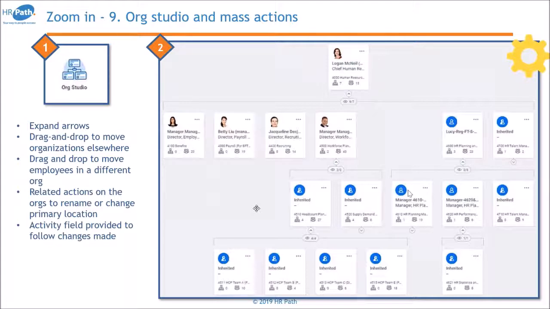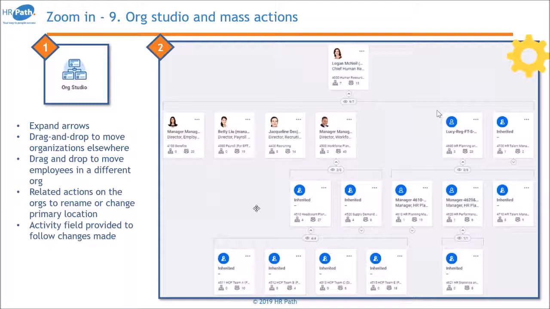So you have an org chart here, kind of, but it's a bit different than the usual org chart you're used to because it's in the studio. So you can use the little expand arrows in the different levels of the hierarchy here to show or unshow the different levels. You can drag and drop to move organizations in a different place very easily. You can also drag and drop employees in different organizations.